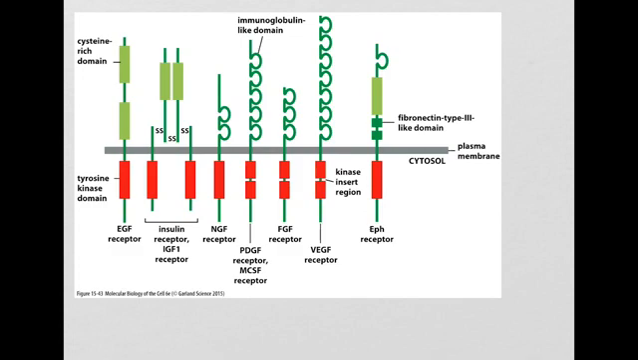Let's move on to the receptor tyrosine kinases, or the receptors with enzymatic activity. As with the G protein coupled receptors, this class of molecules binds ligand out here and conveys that event into the cytoplasm and eventually leads often to changes in gene expression in the nucleus.